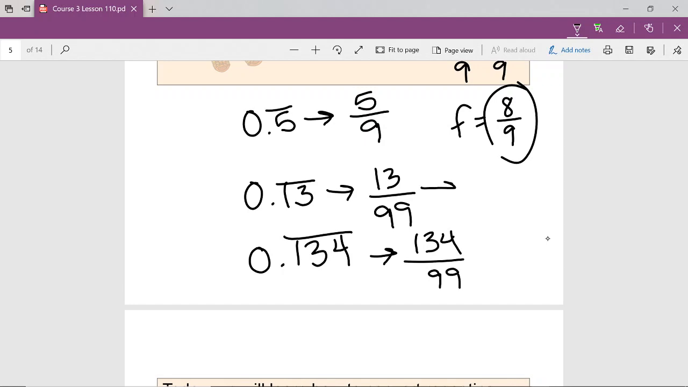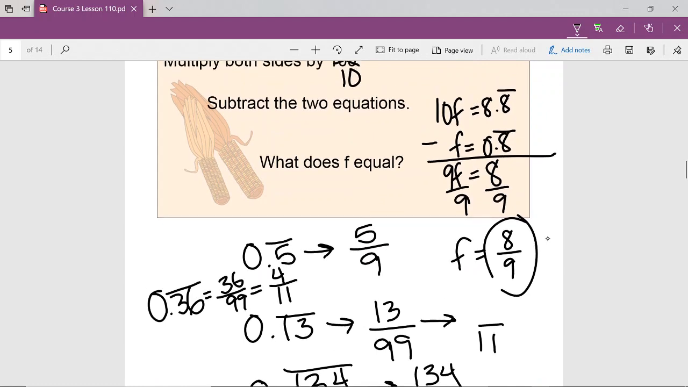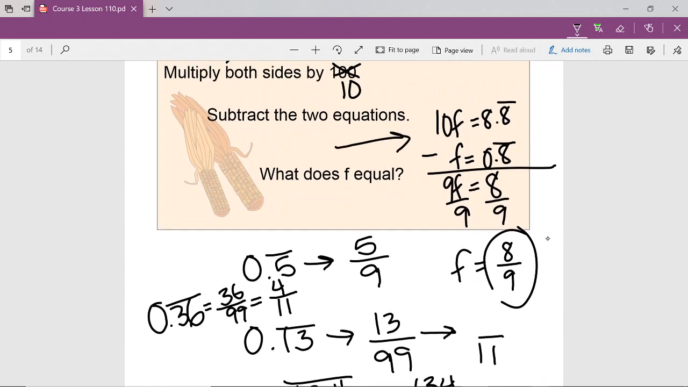Now, I will tell you in this case, there are a lot more of them that will reduce down to something over 11. My 11s repeat quite a bit. And so we see that in something like 0.36 repeating. 36 over 99 reduces to 4 over 11. So we see a lot of those. But that's kind of like the gist of what's happening. But the reason that that is happening is because of this process.